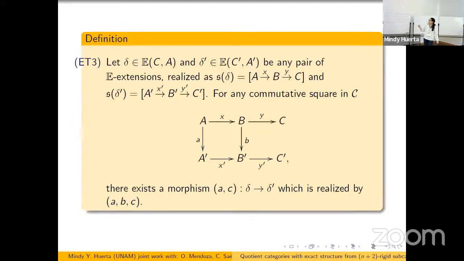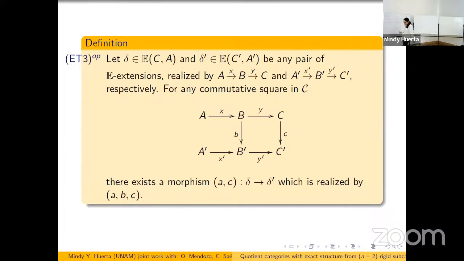We also have the list of axioms. Something that we can say is that the axioms which appear here are very similar to those when we work with triangulated categories. For example, ET3 says you have two E-triangles and a commutative square. You can complete this diagram with a morphism from C to C prime such that the two inner squares commute. And this is an axiom which appears in triangulated categories.